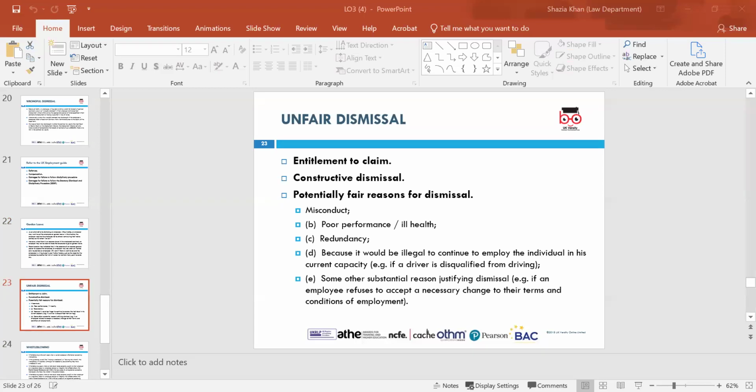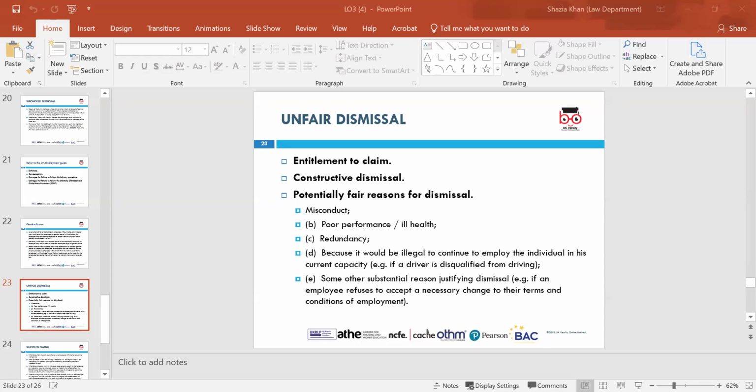Unfair dismissal. As we mentioned previously, if you were sacked for a discriminatory reason, you can make a claim for discrimination. If you've been employed by the company for 2 years, you can make a claim for unfair dismissal at the same time. So you need to make sure that you know your rights in regards to unfair dismissal, because organizations can dismiss people unfairly.